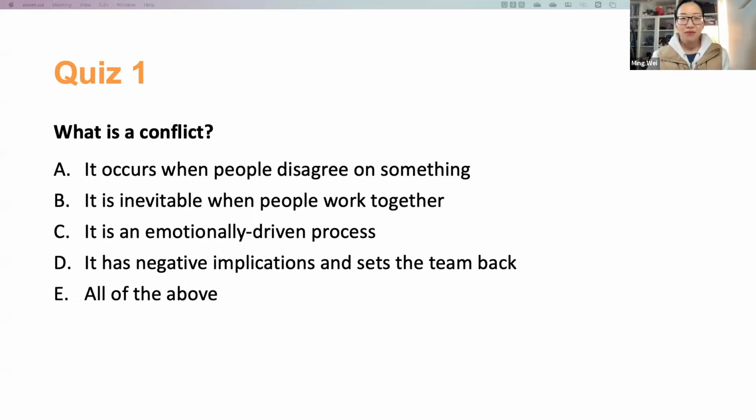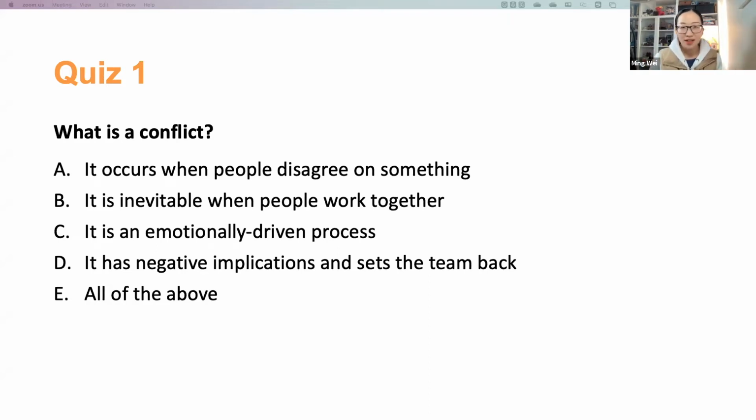First of all, what is a conflict? It occurs when people disagree on something. So obviously, if there's any sort of struggle or disagreement, there will be a conflict. No problem with that. Next one, it's inevitable when people work together. Not even talking about people working together, talking about your family members, the people you are closely related with, you have conflicts, don't you? Sometimes, yeah, we do. So that's no problem with that.